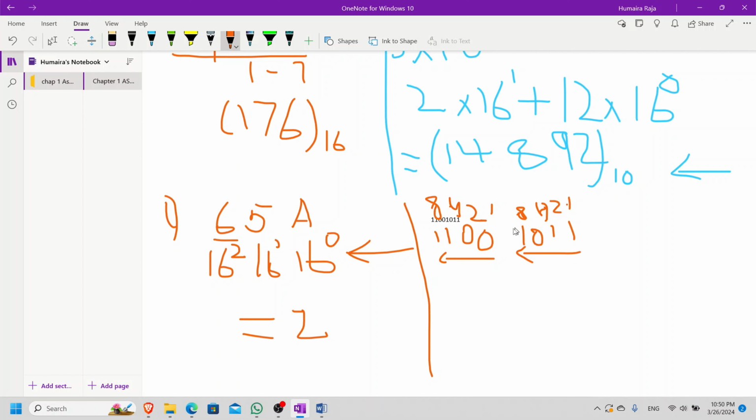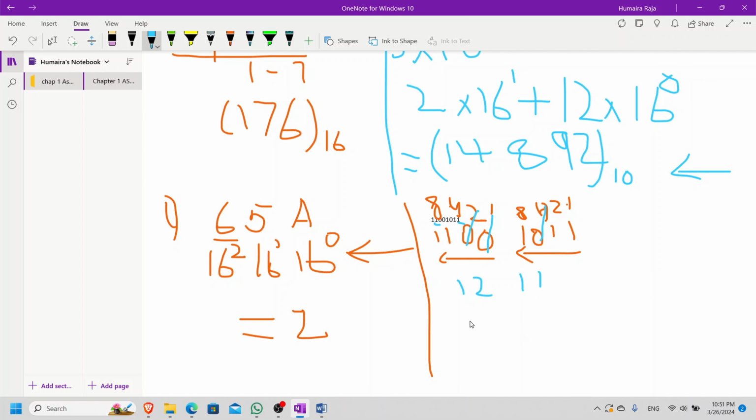Now you only take the bits that have the value of 1 and just add them. I'm cutting the others so that I don't add them in my final answer. What I have to add is this power: 8 plus 4 is 12, and in the other group 8 plus 2 plus 1 is 11.